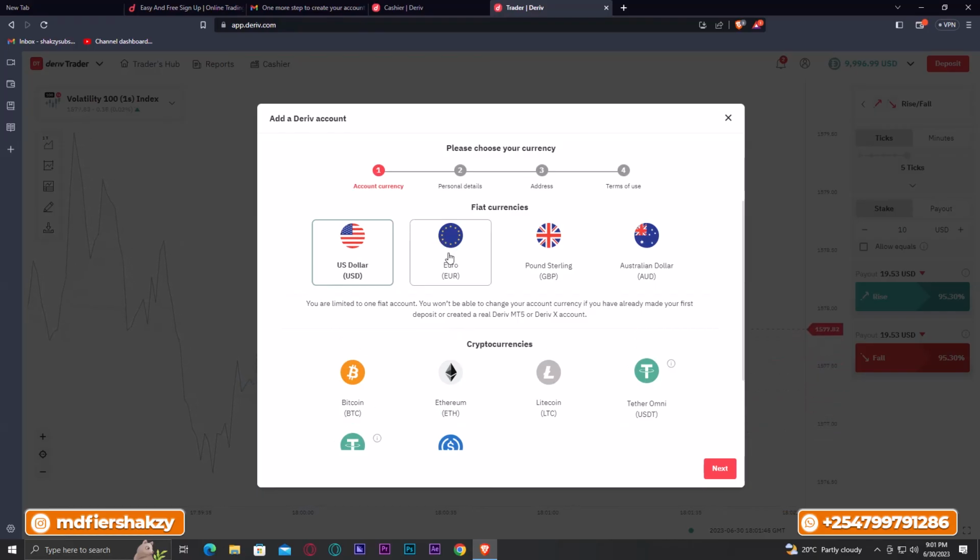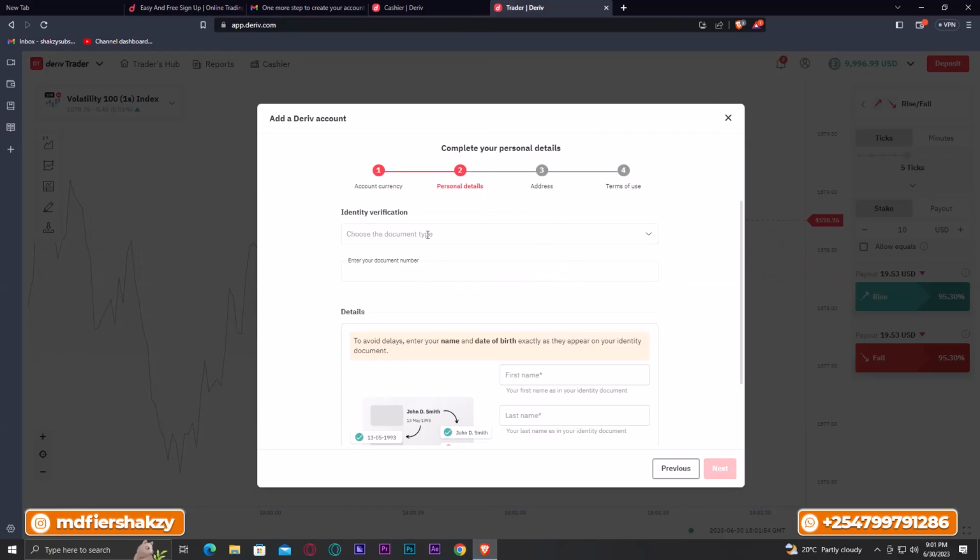The euro, sterling pound, all this you can do, but I recommend choosing the US dollars, so that at least we all know about the exchange rates of Kenya and USD. Then you start disturbing yourselves with the exchange rate for the euro. So the second step, you'll be asked about your personal details.